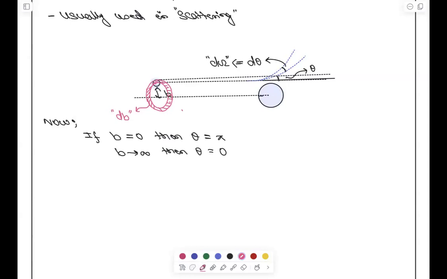Now, what will be this area? If I write dB in terms of area, what will be this area? dA is 2 pi b dB. Very good. It will be 2 pi b dB. Now, how can we relate this with sigma or theta? Theta and A are directly proportional.